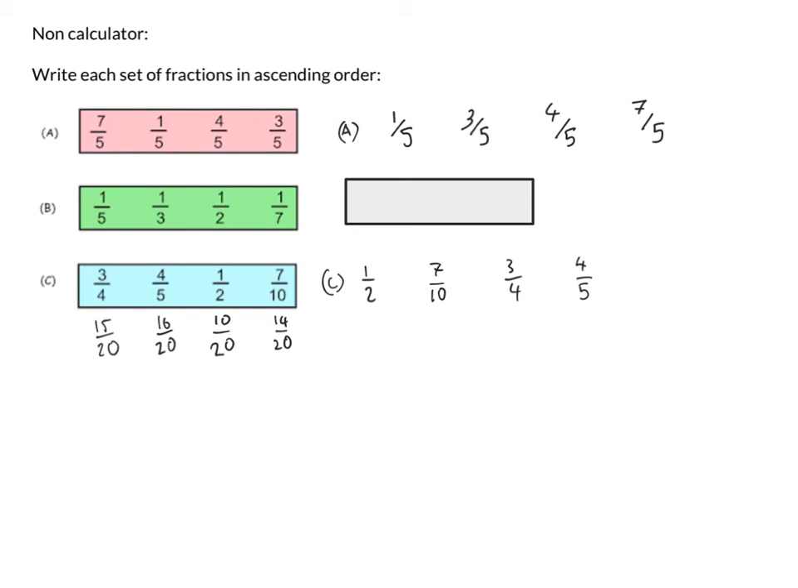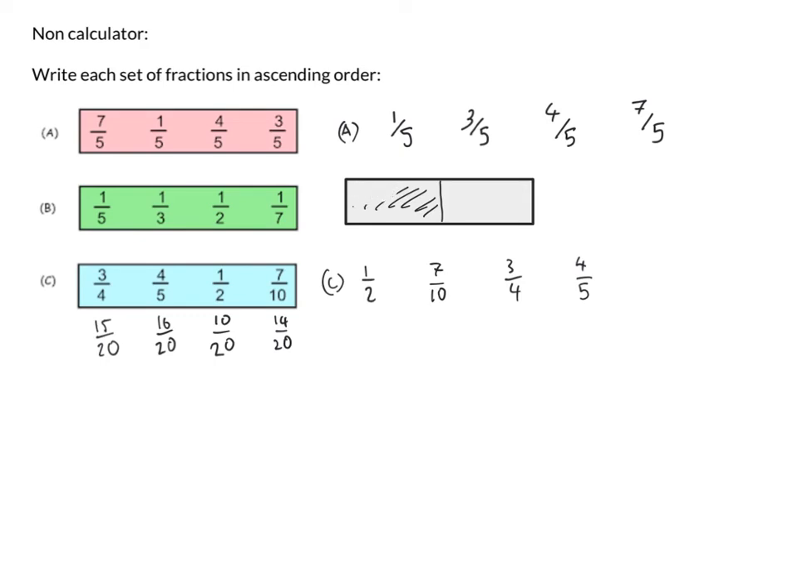1/5 means I've got a bar and I've split it into 5 pieces. And 1/5 is the size of one of those pieces. Now, if I had 1/3, it basically means take the same bar and split it into 3 pieces, which is a bigger chunk. Likewise, 1/2 means split it into 2 pieces. So it means 1/2 is an even bigger share.